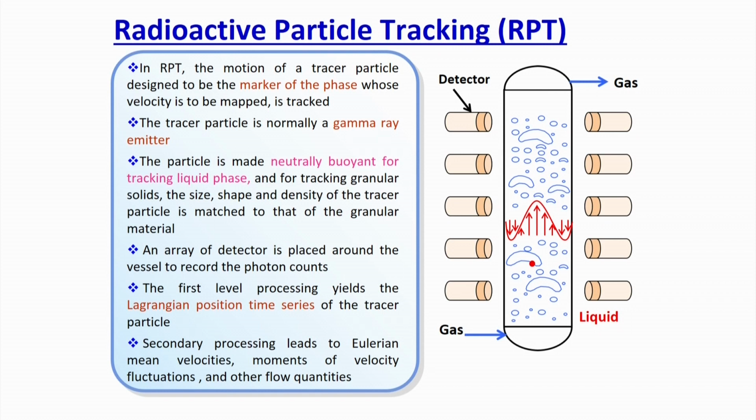So, I can choose a source of different energy, I can choose a source of different activity or strength, and therefore, I can use this technique for any kind of system, whether the system is transparent, it is opaque, it is a smaller diameter, it is a bigger diameter. What you need to do? You need to prepare the tracer particle accordingly, and that we will discuss.